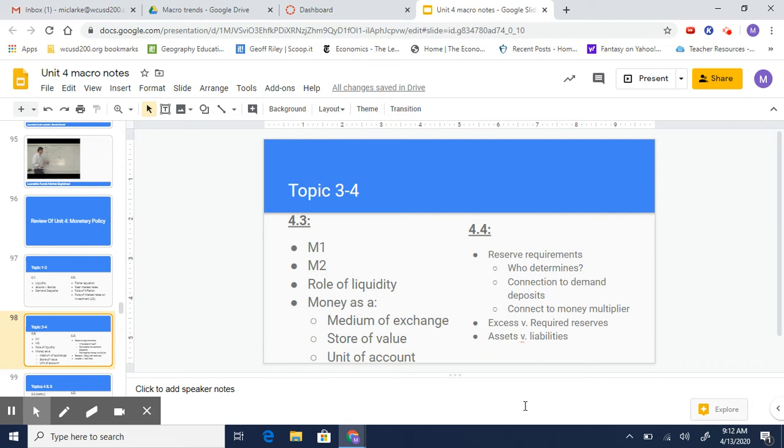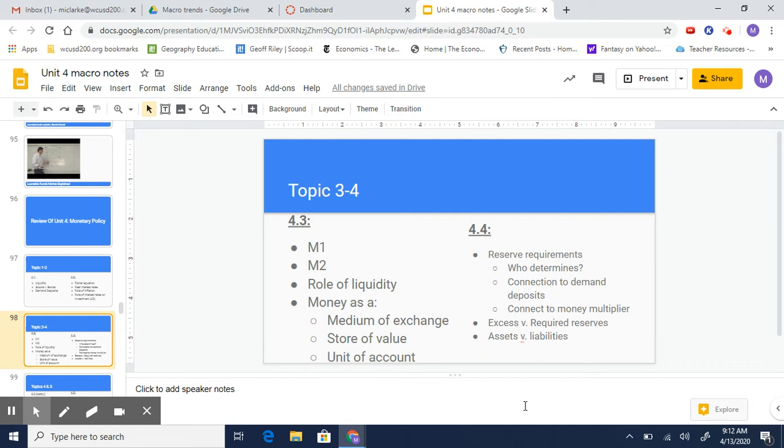So here's an example. Let's say that same bank had a 10% reserve requirement. That reserve requirement ratio increases. The Fed increases it to 20%. Well, think about the change in the money multiplier. 1 over 0.20 is 5. So your money multiplier decreased from 10 to 5.